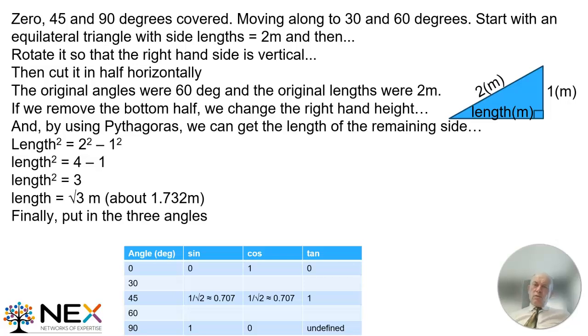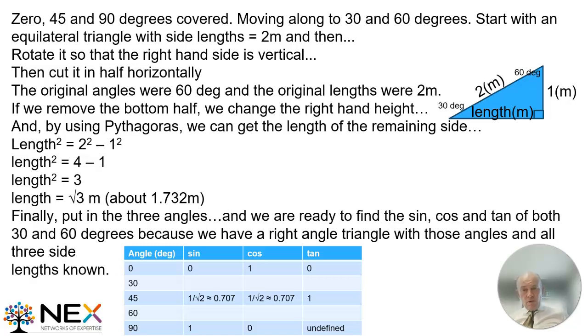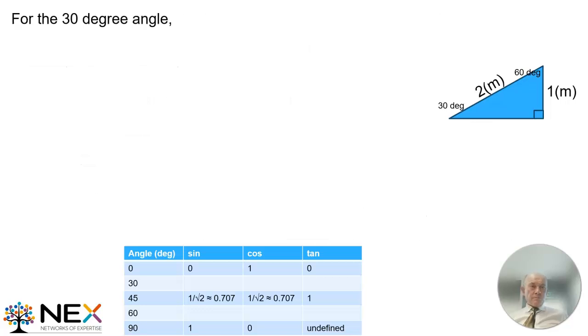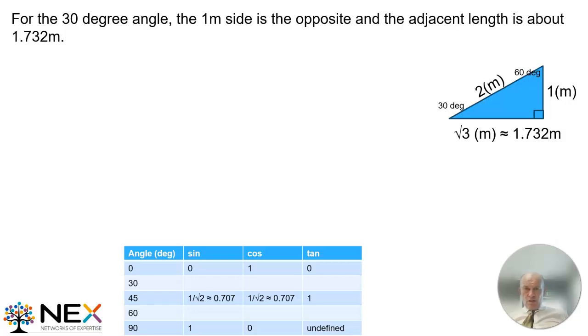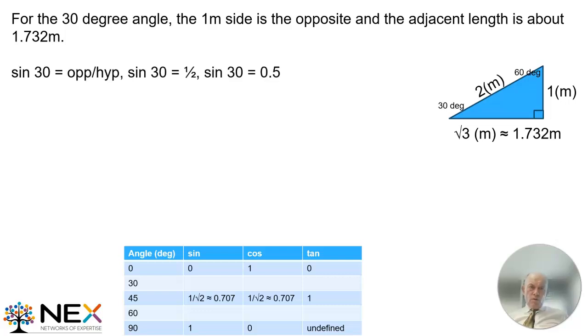Let's put in the 3 angles. Well, the top right hand corner was 60 degrees, it's still 60 degrees. The bottom left corner was 60 degrees, it's been cut in half, it's now 30 degrees. So we're now ready to find the sine, cos and tan of both 30 and 60 because we have a right angle triangle with those angles and all 3 side lengths known. Marvellous, we're away. 30 degrees. The opposite is 1 and the adjacent is root 3, which is around about that, but root 3 is better. Sine of 30, opposite over hypotenuse, 1 over 2, half.